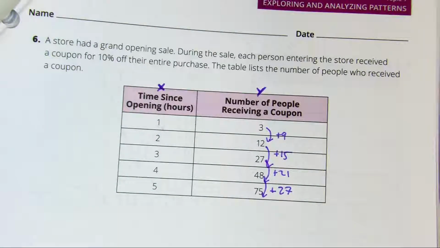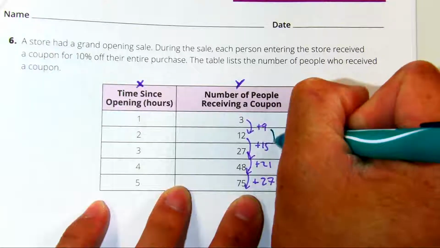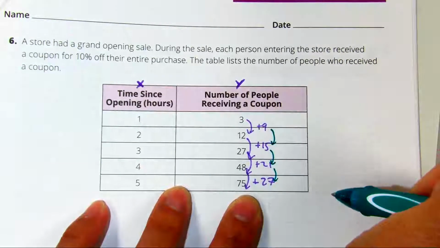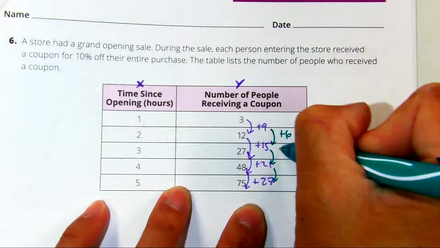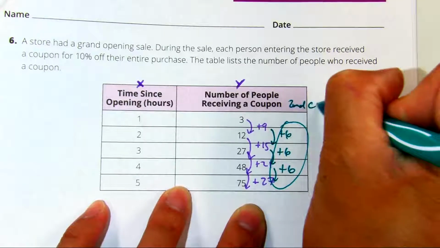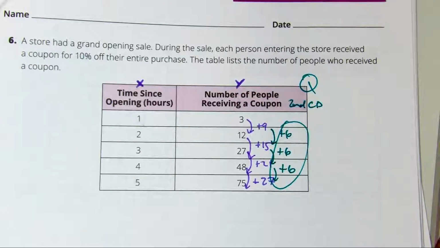Jenny, what do we do next? How do you know it's quadratic? And what number is that? 6. So this is our second common difference. She's saying it's quadratic. Raise your hand if you knew it was quadratic. That's correct.